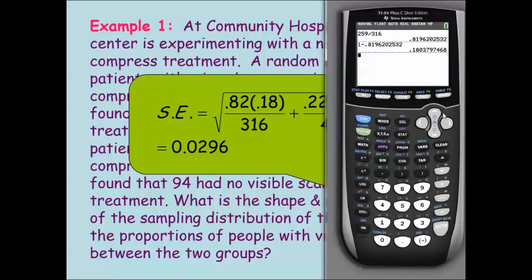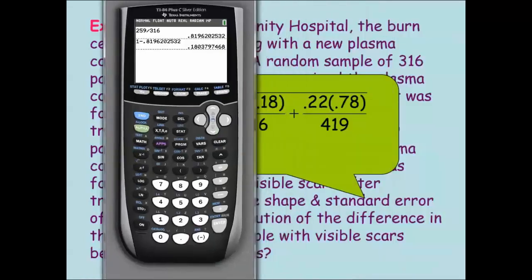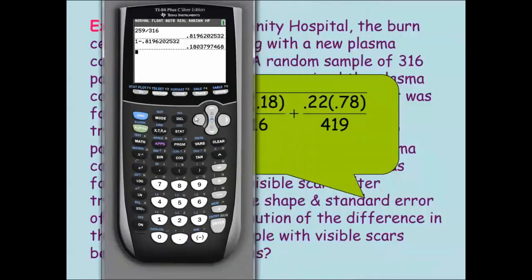So if I take, let's see, yeah, let me get the other percent. So the 94 divided by the 419 is the 0.22, and then 1 minus that gives us the 0.78, I guess.